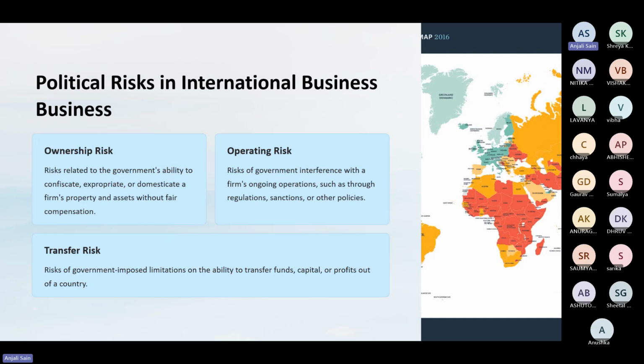इस केस में रिस्क क्या है कि गवर्नमेंट ने क्या किया? ओनरशिप में क्या था? They are restricting my assets, they are holding my assets. ठीक है, operating risk में क्या है, they are creating a hindrance in my business operations. Transfer risk में क्या है, when I am transferring my funds to my own country or home country, उसमें government restrictions create कर दिया है. Government has imposed limitation on transfer of funds. ठीक है, मतलब प्रॉफिट्स पे, कैपिटल की, फंड की मूवमेंट पे गवर्नमेंट ने लिमिटेशन इंट्रोड्यूस कर दिया है.